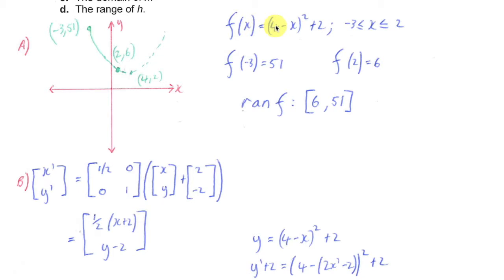f(x) is equal to 4 minus (x squared plus 2), and x is between -3 and 2, including -3 and including the 2. So let's evaluate what f(-3) is. We get 51. f(2) is 6. So I know that this position here is (-3, 51), and this position is (2, 6). So our range is from 6 up to 51, and we are including both endpoints. So therefore, our range will be from 6 to 51 with square brackets.